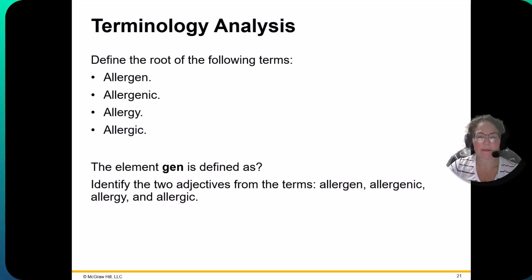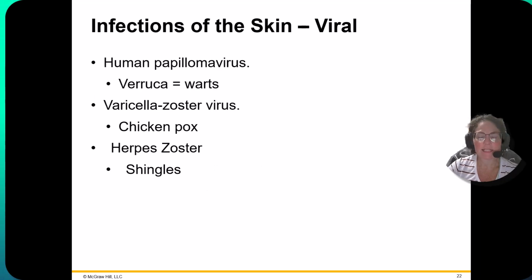Other terms that are in the skin have to do with allergic reactions. So take a look at these different terms with the allerg in it and see if you can identify the different variations of this allergy. Other infections of the skin: human papillomavirus, otherwise known as warts, and verruca. Verruca is just another term for warts. Varicella zoster virus, that's your chickenpox, and herpes zoster is your shingles.